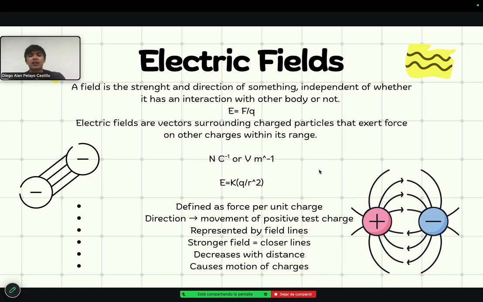So another idea is that electric fields become weaker as you move farther away from the charge creating them, and this is because the influence of the charge spreads out over space, reducing its strength with distance. So overall, electric fields help us understand how charges interact through space, not by direct contact, but through the invisible influence that surrounds them.